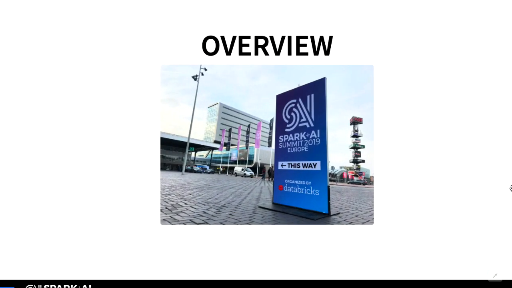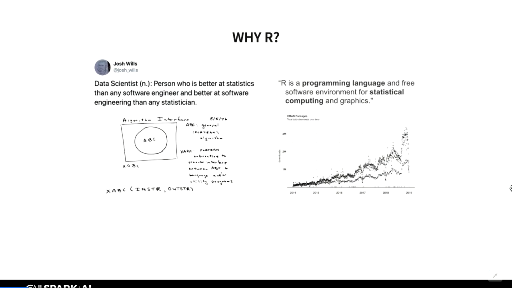As a quick overview, I'm assuming that most of you are familiar with R, but in the unlikely case that you're in this talk and you don't know what R is about, this is your 1 minute overview of R and why it's interesting, at least for me. If we start with what is a data scientist, the closest definition I found is this very popular tweet from Josh Willis, which says that it's a person who is better at statistics than any software engineer and better at software engineering than any statistician.